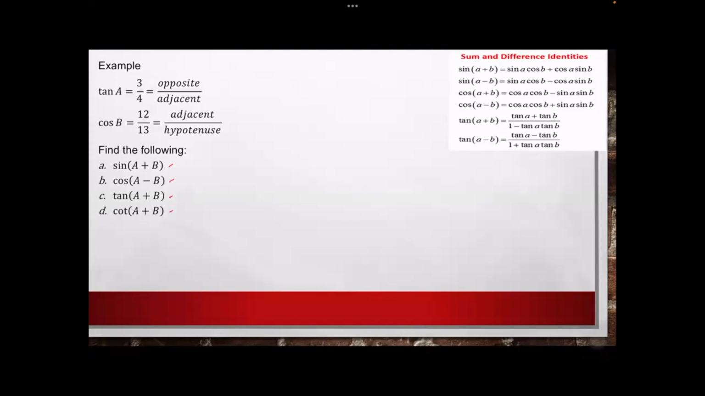Now, in this case, kumpletuhin muna natin yung kanya triangle. For the tan A, ano yung nawawala? Anong function na nawawala? Dalawang function.